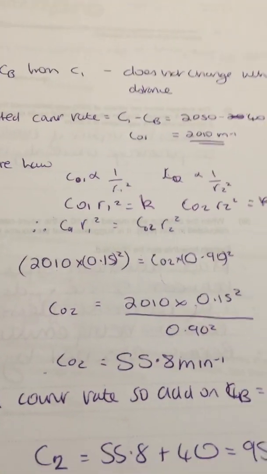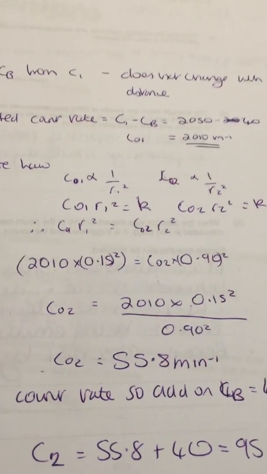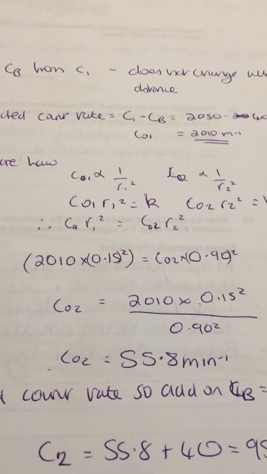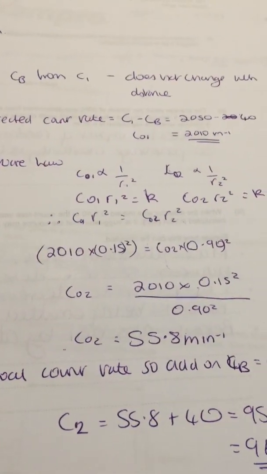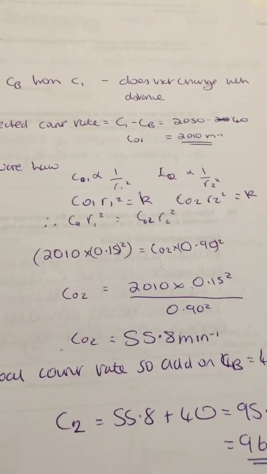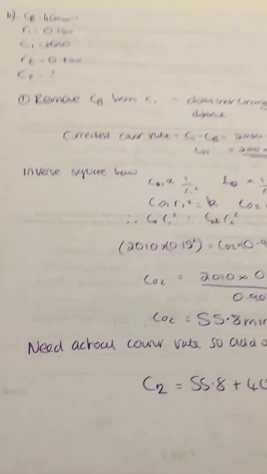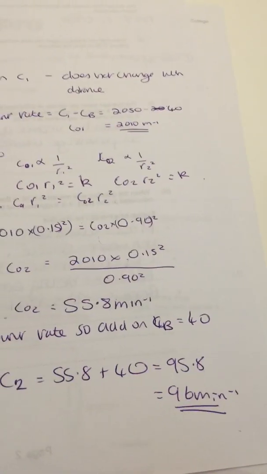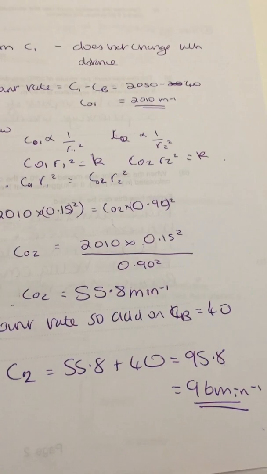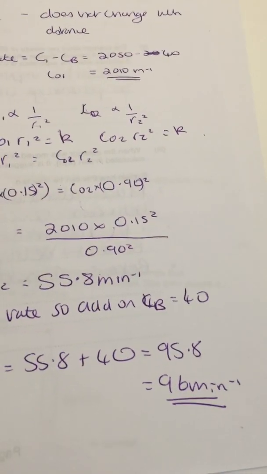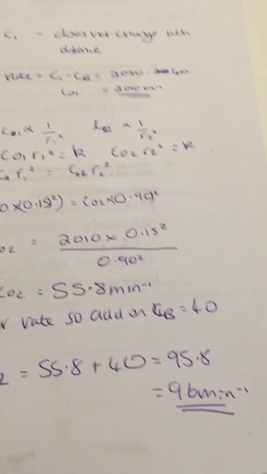So we need to add that background radiation in because that will be the actual count rate that we get, because we're going to get those 40 extra that we had before. So we take it out at the start, do our inverse square law, and then add it back in. Because it's not subject to the inverse square law, we can't include it in this calculation. So we need the actual count rate, so we add on that 40 from before. So we get 55.8 plus 40, which is 95.8, and then to 2 significant figures, that's 96 per minute. Okay, hope that helps.